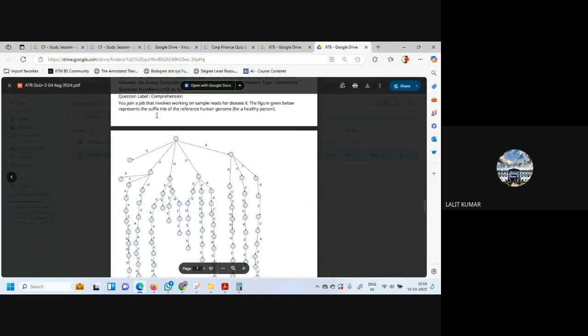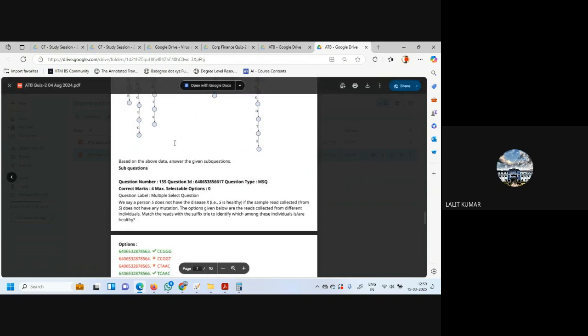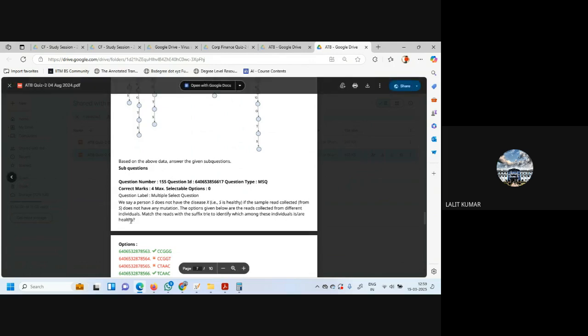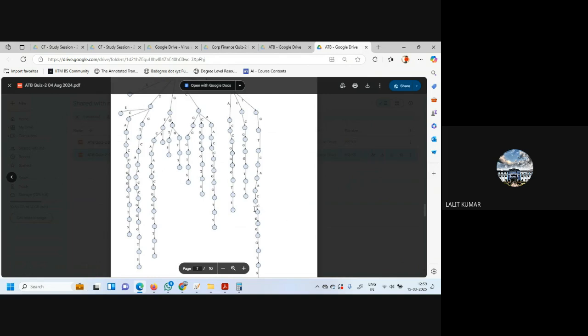Okay, you join a job that involves working on sample reads for disease X. The figure given below represents the suffix tree of the reference human genome for a healthy sequence. Based on the above data, answer the given sub-questions. We say a person S does not have the disease X, that is S is healthy, if the sample read collected from S does not have any mutation. The options given below are the reads collected from different individuals. Match the reads with the suffix tree to identify which among these are healthy. So you just have to match.